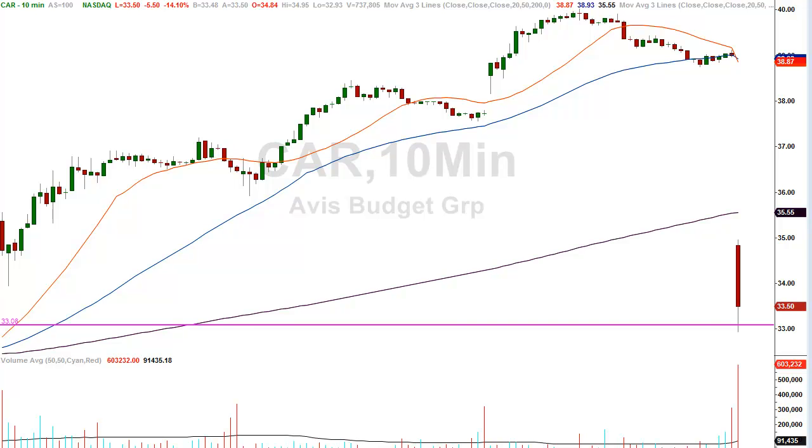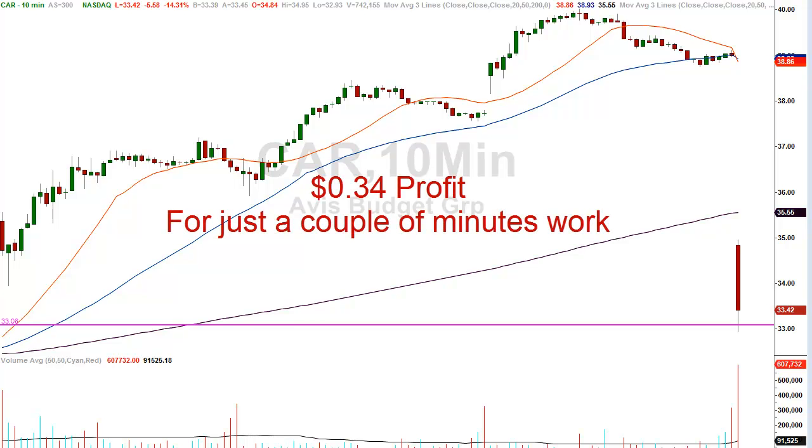Give it another minute here. There we go. I'm filled. Okay, 33.42 is the trade. That's a nice trade on Avis Budget Car. That's right out of the morning gap trades, folks.